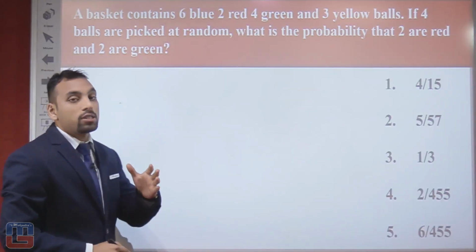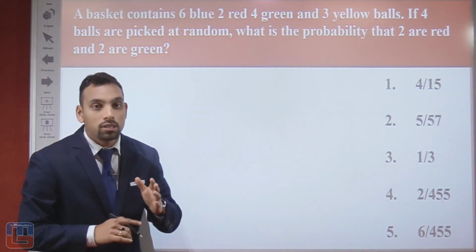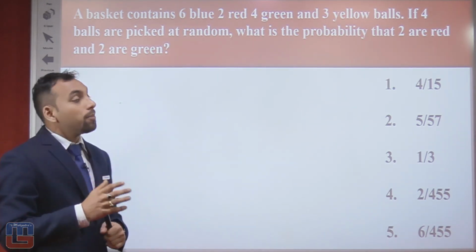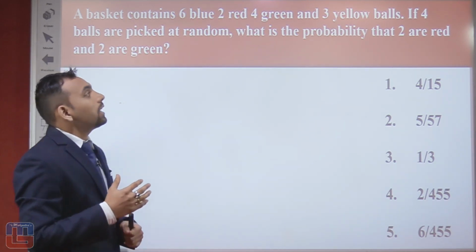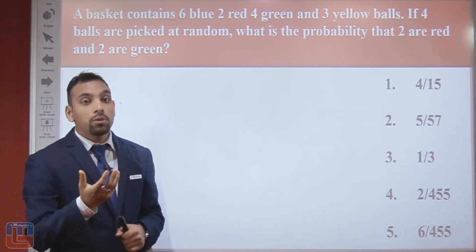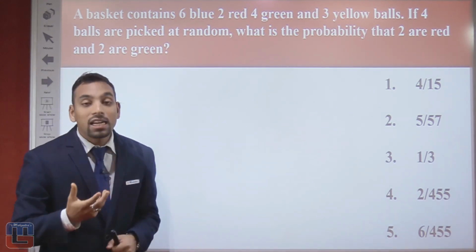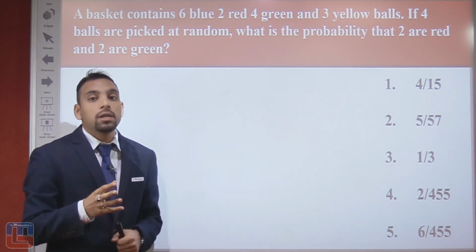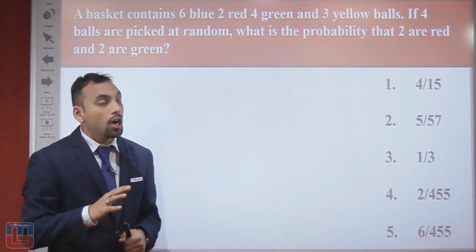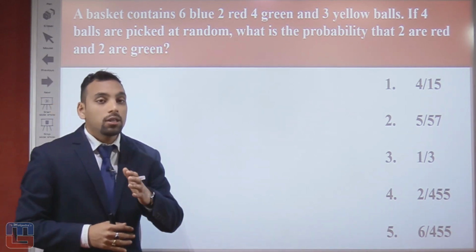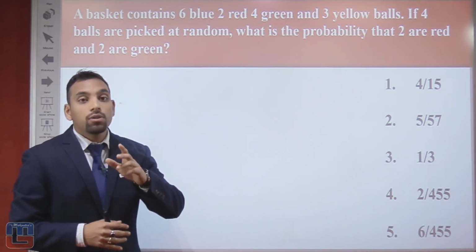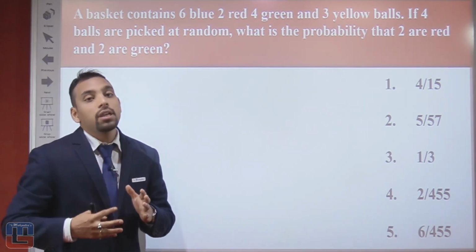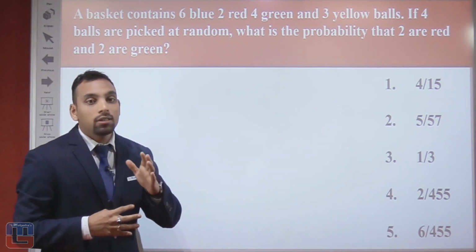You can see here the first question from this ST01. The question is from probability. A basket contains 6 blue, 2 red, 4 green and 3 yellow balls. If 4 balls are picked at random, what is the probability that 2 are red and 2 are green? Now see how we will calculate.